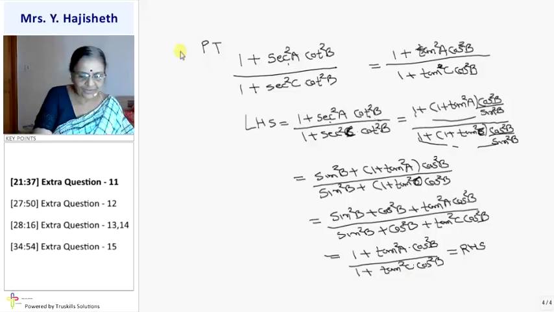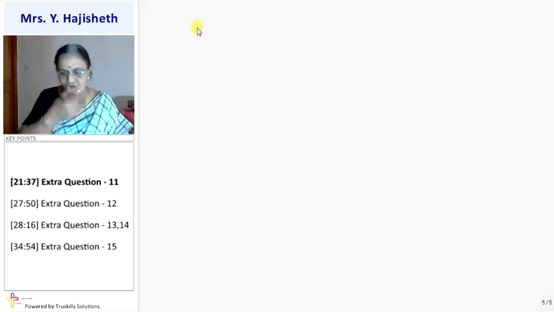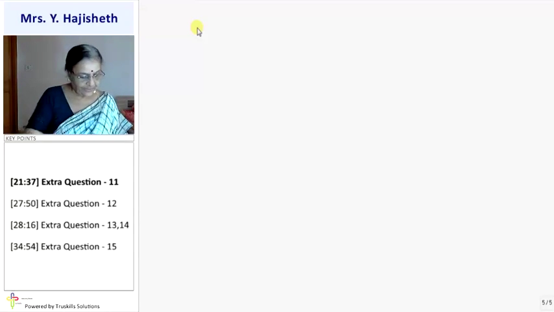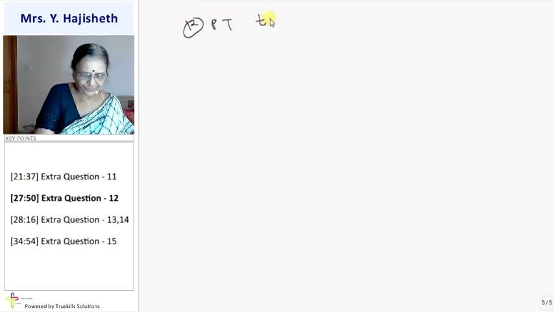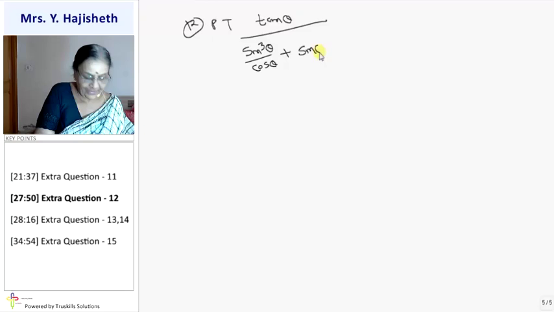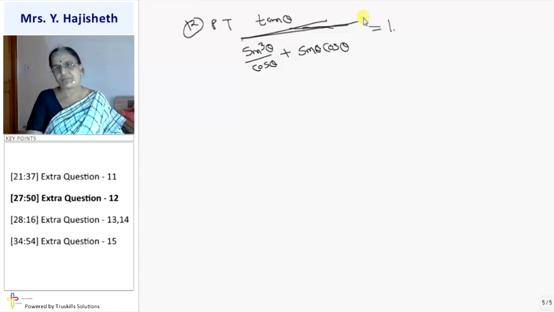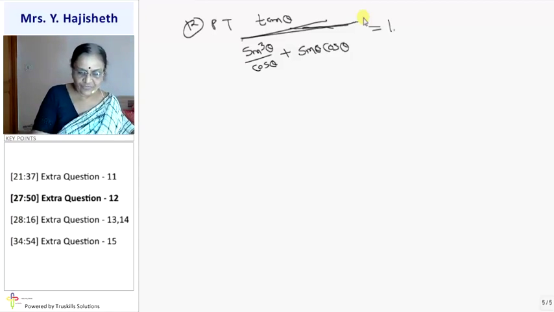Sum number 11, okay? Now 12. Let us try another sum. Sum 12: Prove that tan theta upon (sin cube theta upon cos theta plus sin theta into cos theta) is equal to 1. Numerator is tan theta. Denominator is sin cube by cos plus sin into cos. And the answer should be 1.